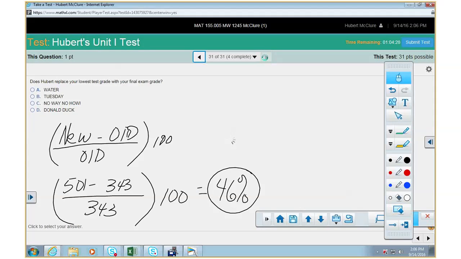Bonus. 3 over 5 plus 3 over 10. I think we did one like that one. And that's it.